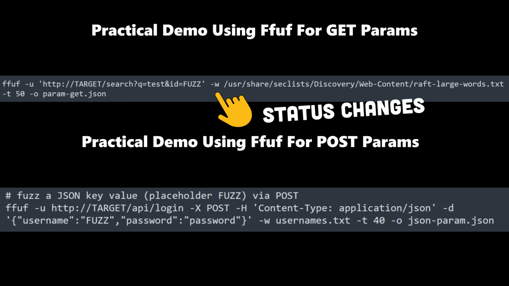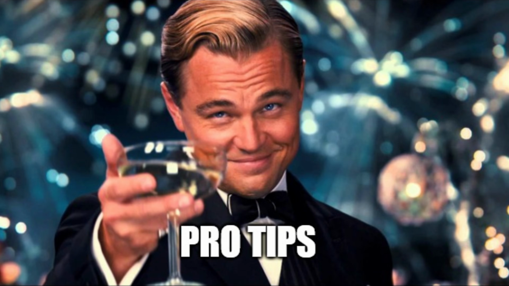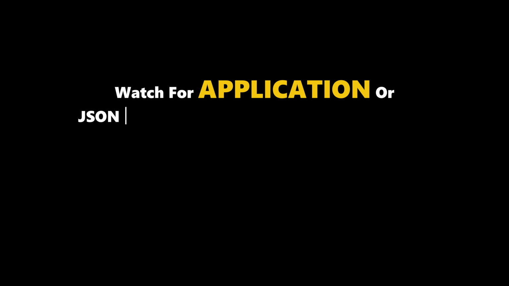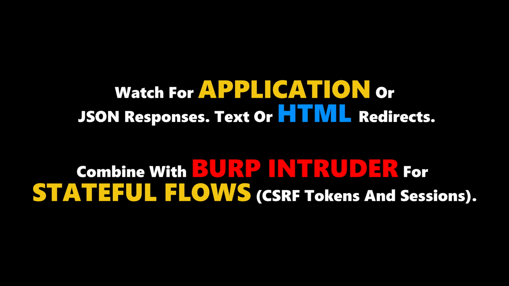Look for status changes, response length changes, or JSON schema differences. Pro tips: watch for application or JSON responses, text or HTML redirects. Combine with Burp Intruder for stateful flows, SSRF tokens and sessions.